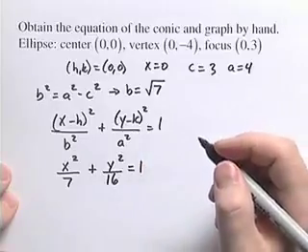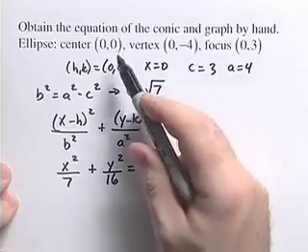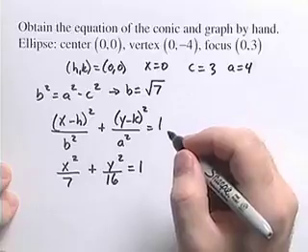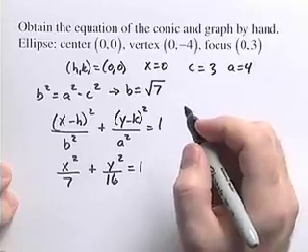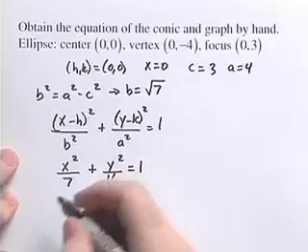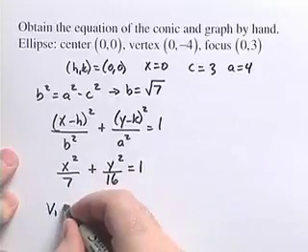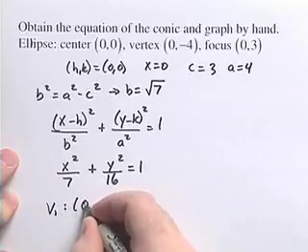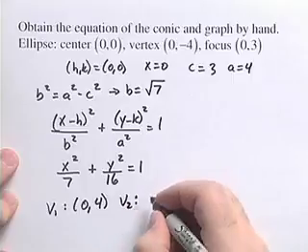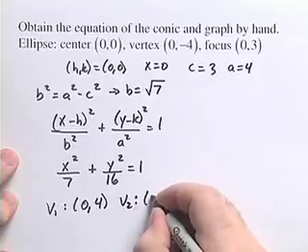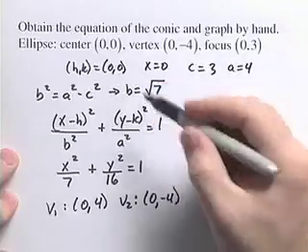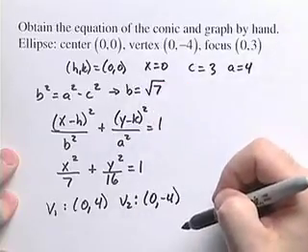To graph the equation, we're going to use the fact that our center is at (0, 0). The major axis is the y-axis, so the vertices are going to be a equal to 4 units above and below the center. Therefore, we'll get our vertices, say v1 is going to be (0, 4). And our second vertex will be at the point (0, -4). Since the center is at (0, 0), we'll go up and down 4 units.